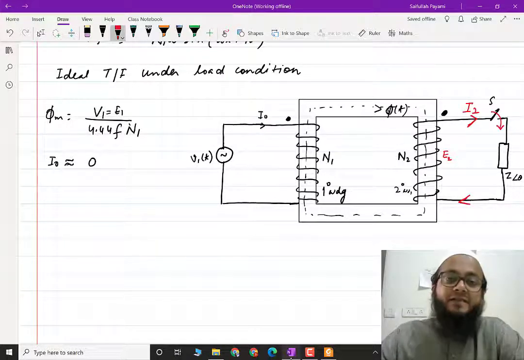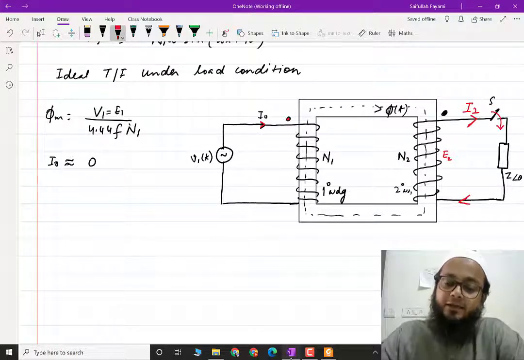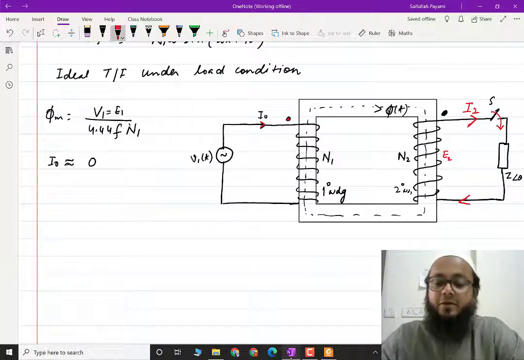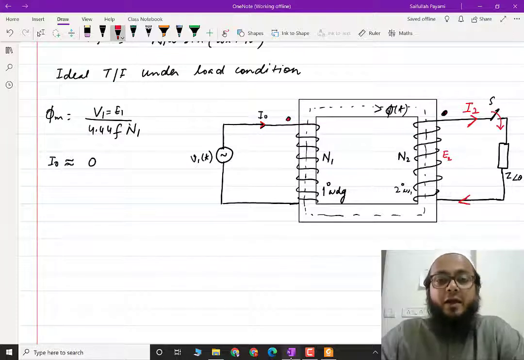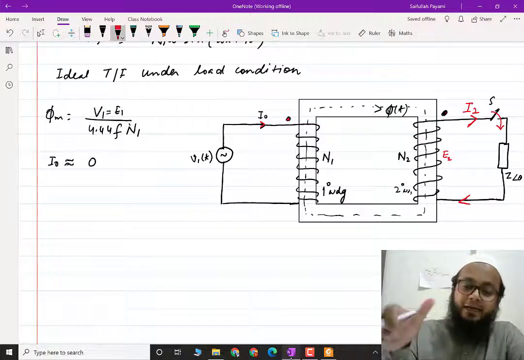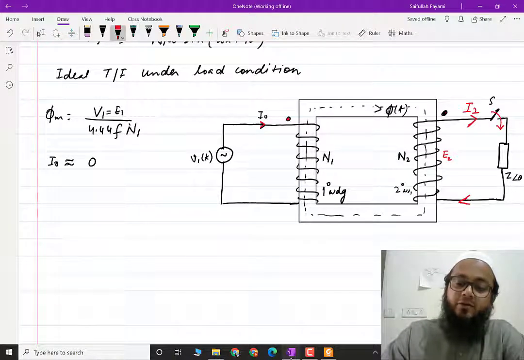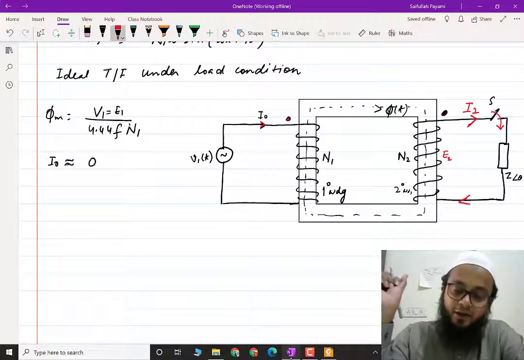We have said in the previous discussion that if the current enters into the dot of one winding, then from the dot of the other winding the current will leave out. That's the general convention. So here the current is coming out of this end. Now, if you see the flux produced by this current I2, apply the right hand rule: put your four fingers in the direction of the current, and your thumb gives the direction of the flux.